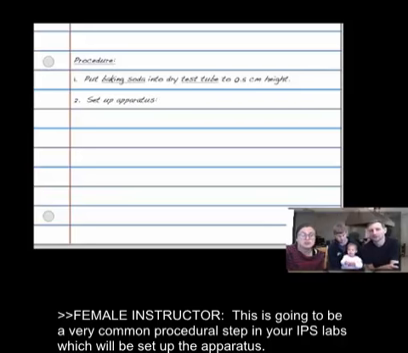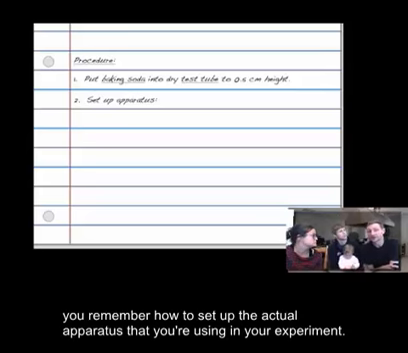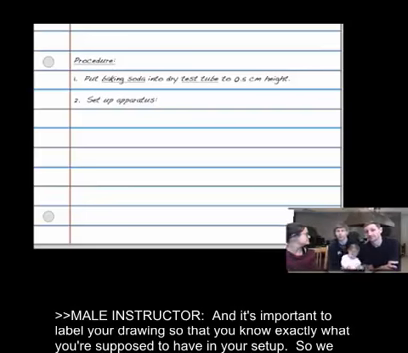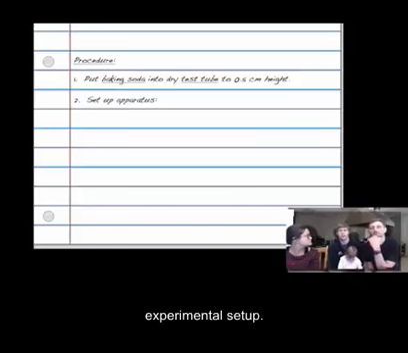This is going to be a very common procedural step in your IPS labs, which will be: set up the apparatus. It doesn't tell you exactly how to set it up, and that's okay, but you want to make sure that you include a drawing so you remember how to set up the actual apparatus that you're using in your experiment. And it's important to label your drawing so that you know exactly what you're supposed to have in your setup. We don't expect you to be perfect artists all the time, but if you use labels for your drawing, then you know what is actually going into the experimental setup.